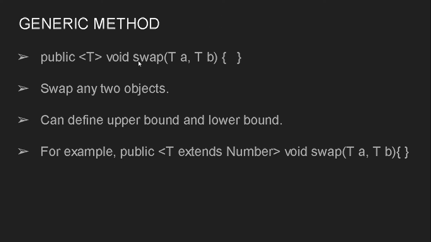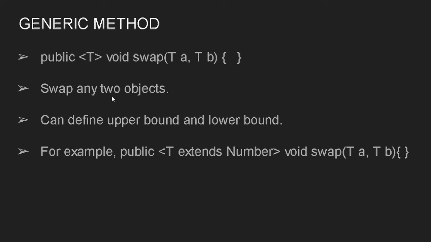So the beauty of this particular method is that I can use this to swap any two objects. Whatever object I have in Java, any two objects can be swapped with this method. I don't need to create a separate method for swapping two, let us say, integers. I don't want to create a separate method for swapping two strings. I can use the same method for swapping integers, for swapping two characters, for swapping two booleans. This same method can be used.